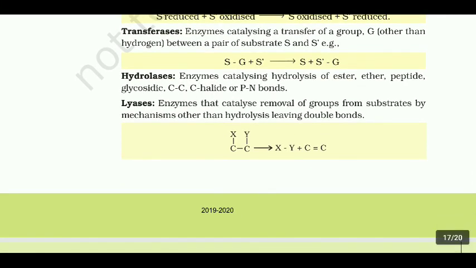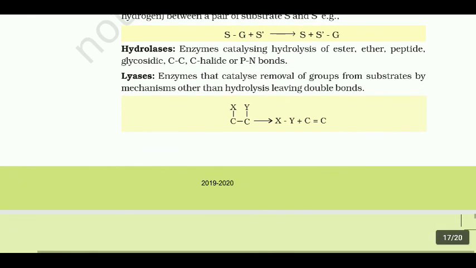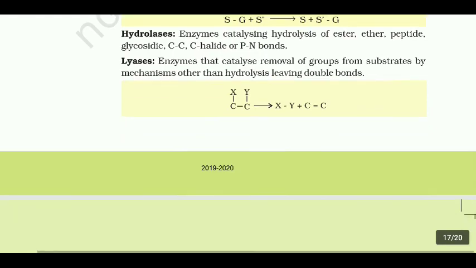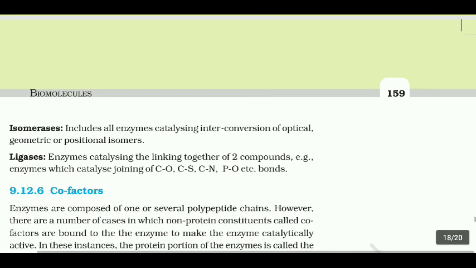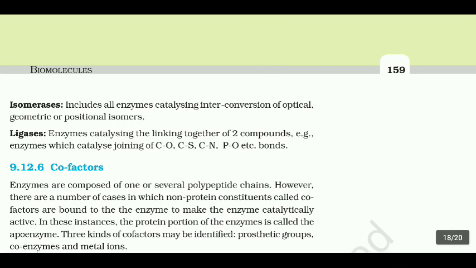Hydrolases: enzymes catalyzing hydrolysis of ester, ether, peptide, glycosidic, C-C, C-halide, or P-N bonds. Lyases: enzymes that catalyze removal of groups from substrates by mechanisms other than hydrolysis, leaving double bonds. Isomerases: including all enzymes catalyzing interconversion of optical, geometric, or positional isomers. Ligases: enzymes catalyzing the linking together of two compounds. Example: enzymes which catalyze joining of carbon to oxygen, carbon to sulfur, carbon to nitrogen, phosphorus to oxygen, etc.